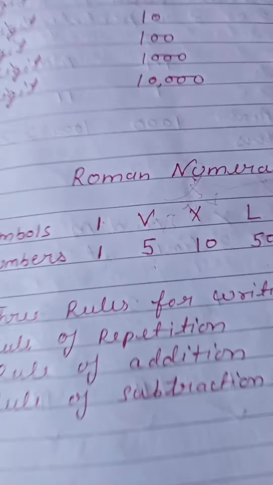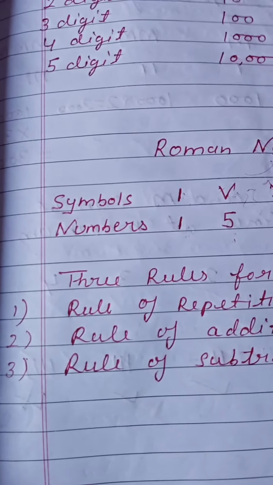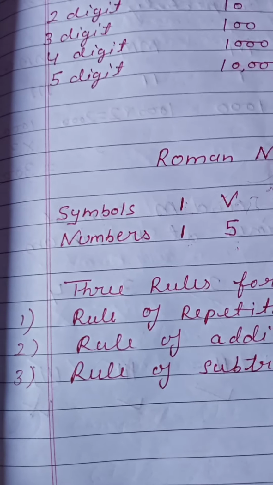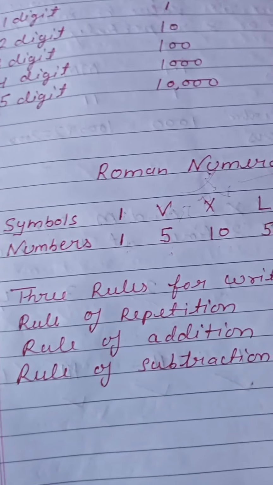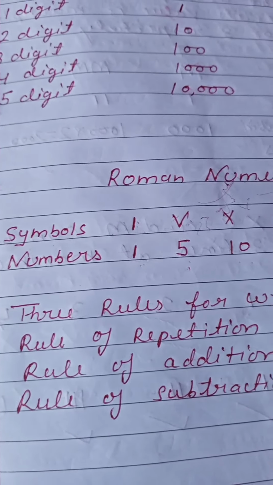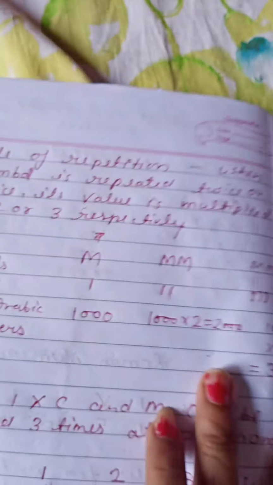There are three rules we need to remember for writing the numbers. First rule, rule of repetition. Second, rule of addition. And third, rule of subtraction.